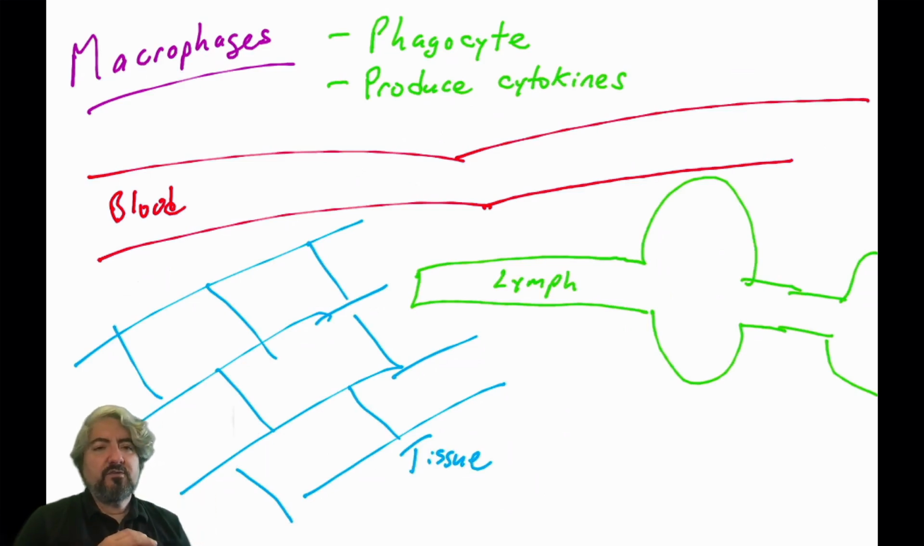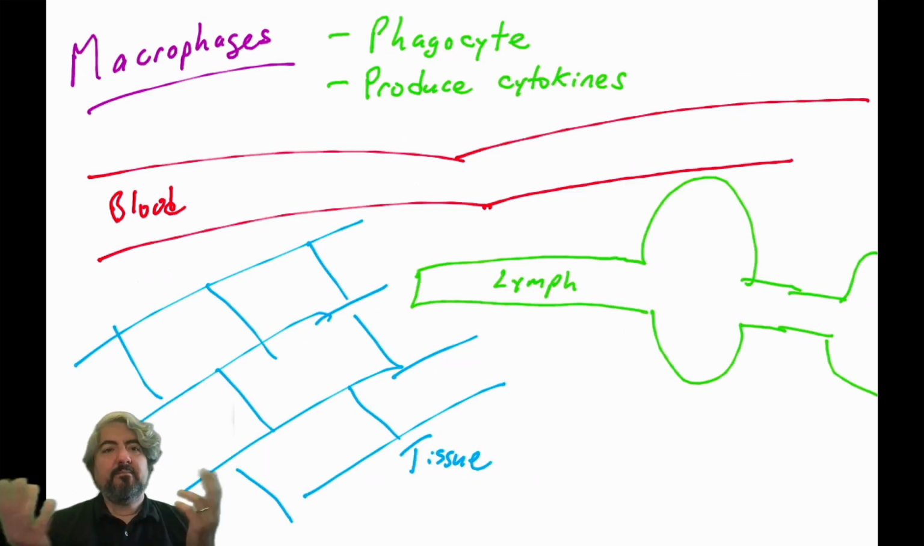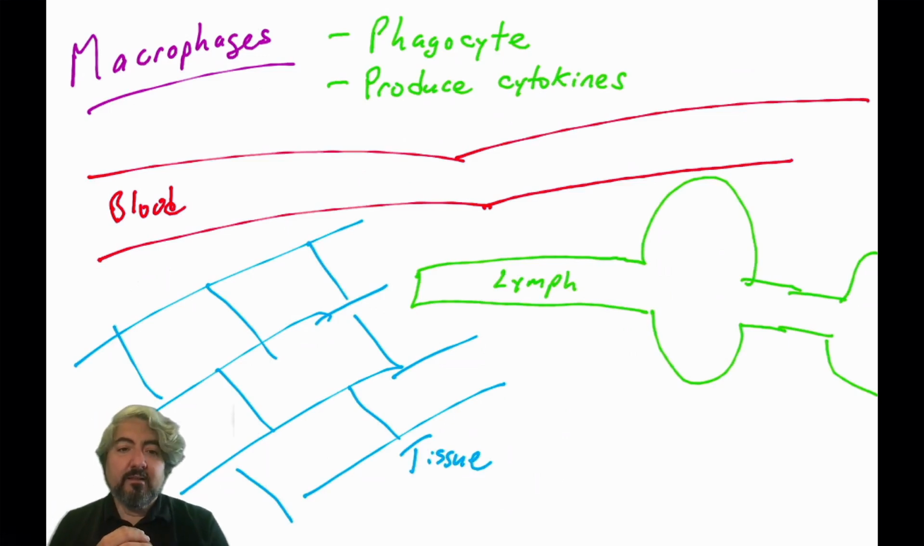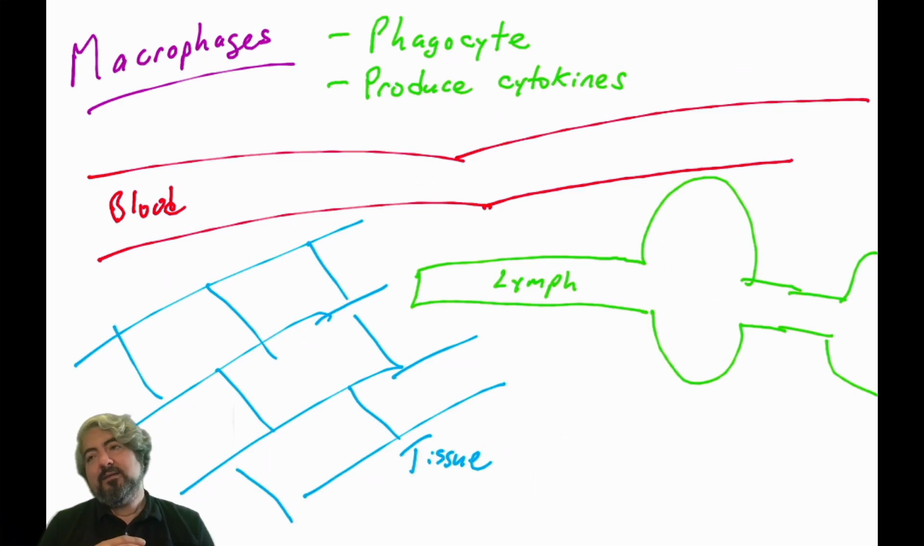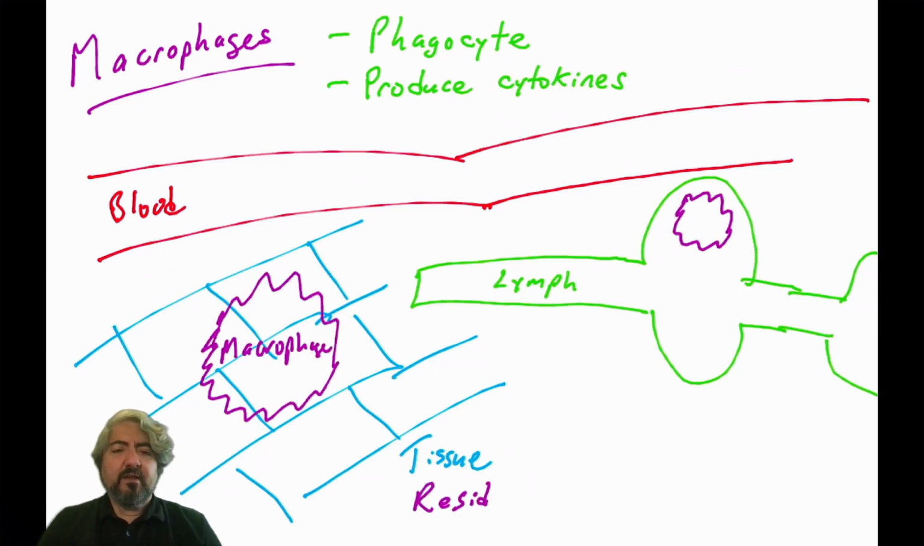So right now I've drawn some structures in the body. I've drawn a blood vessel, I've drawn some tissue, and I've drawn some lymphatic system structures. I have a lymph vessel with lymph fluid inside, and lymph nodes, and the vessels lead to nodes, which lead to more vessels, which lead to more nodes. So, where are we going to find our macrophages?